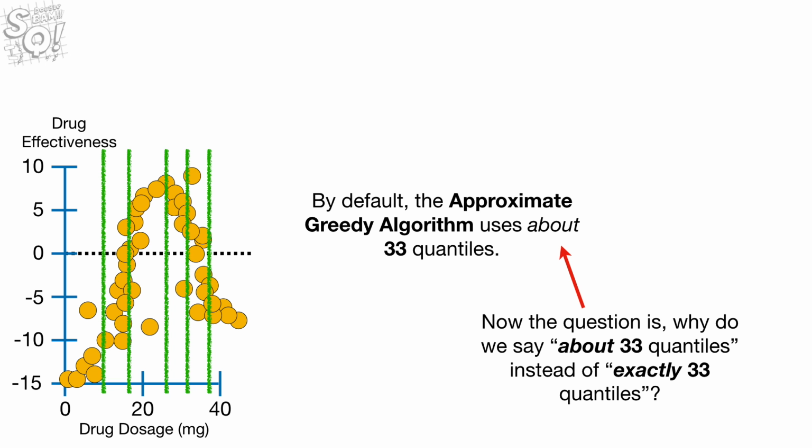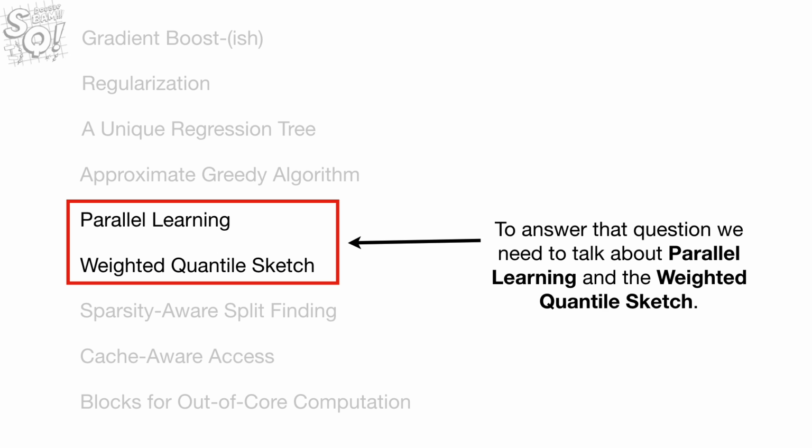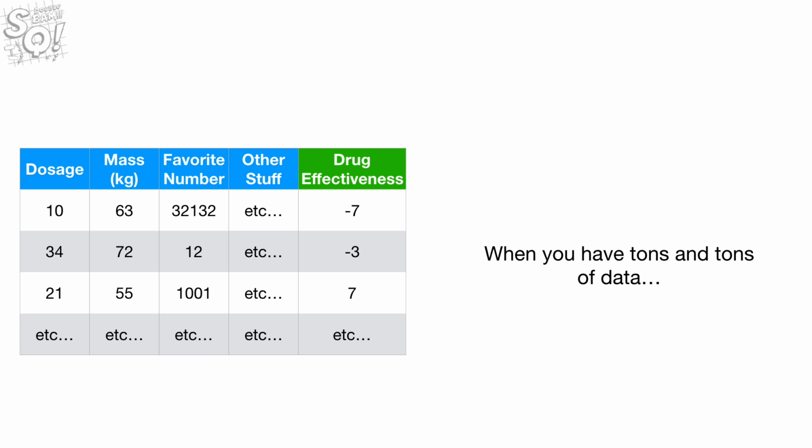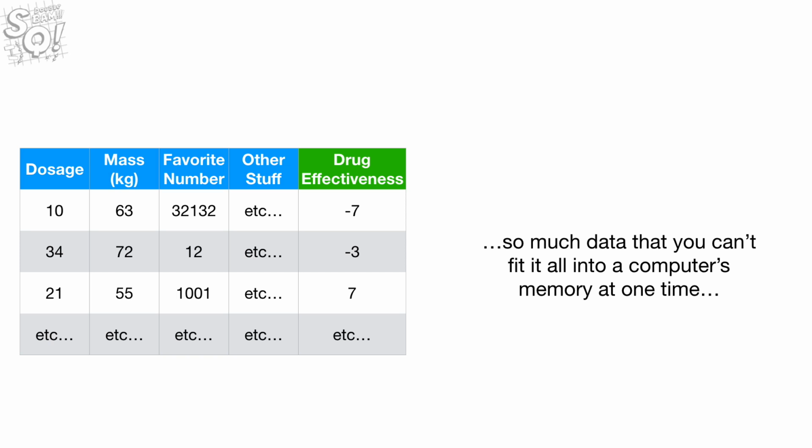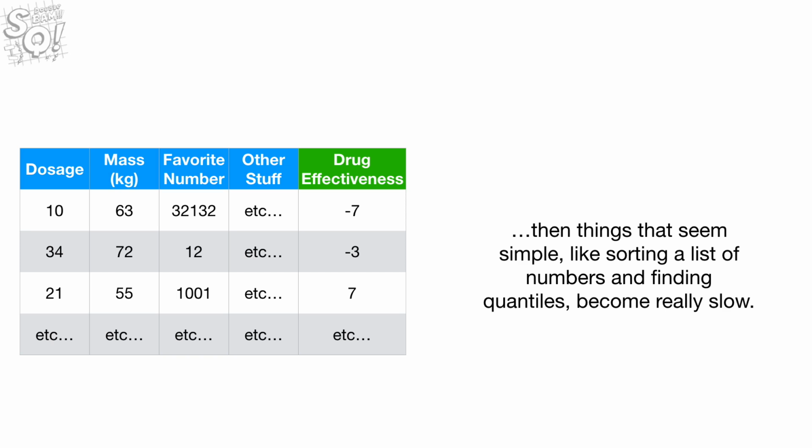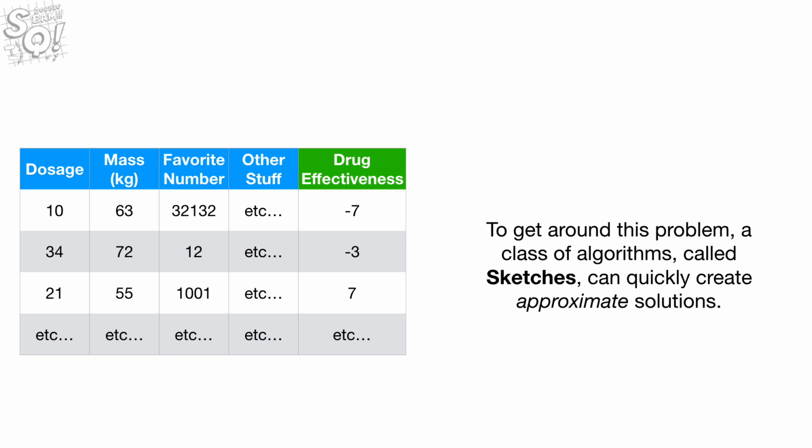Now the question is, why do we say about 33 quantiles instead of exactly 33 quantiles? To answer this question, we need to talk about parallel learning and the Weighted Quantile Sketch. When you have tons and tons of data, so much data that you can't fit it all into a computer's memory at one time, then things that seem simple, like sorting a list of numbers and finding quantiles, become really slow. To get around this problem, a class of algorithms called sketches can quickly create approximate solutions.